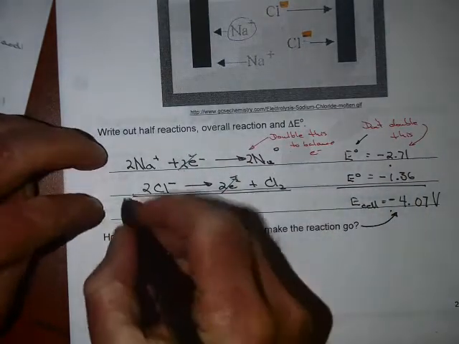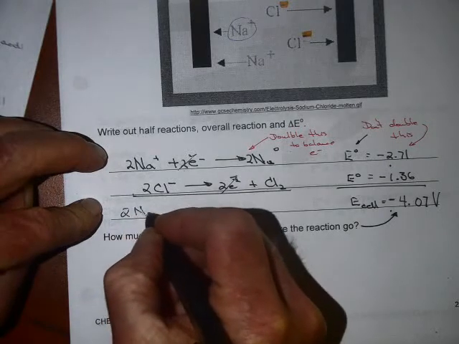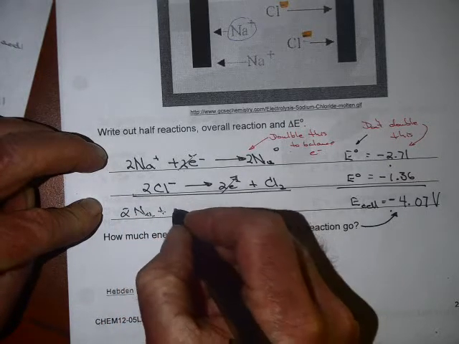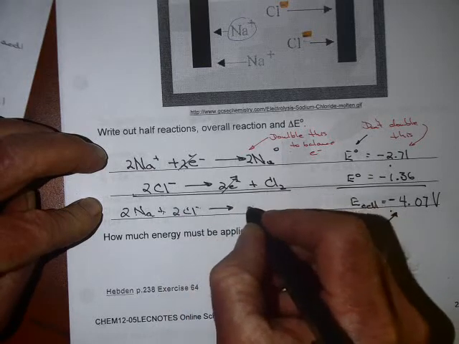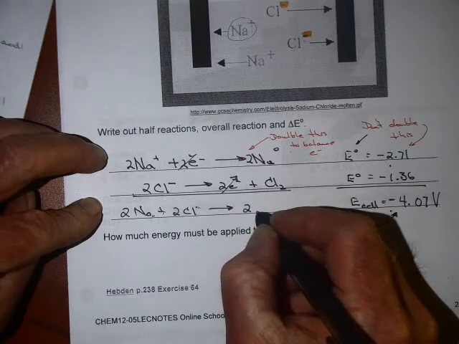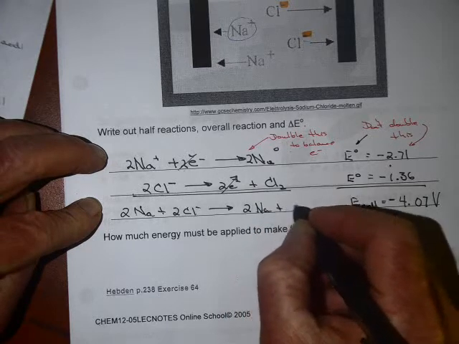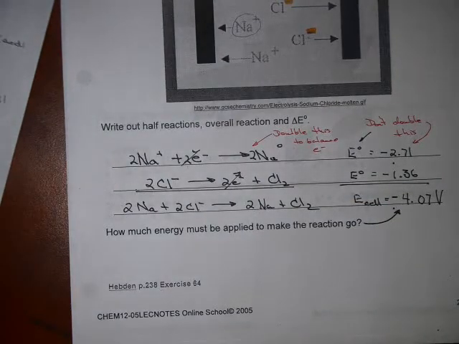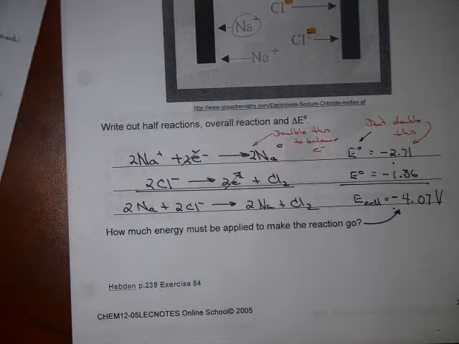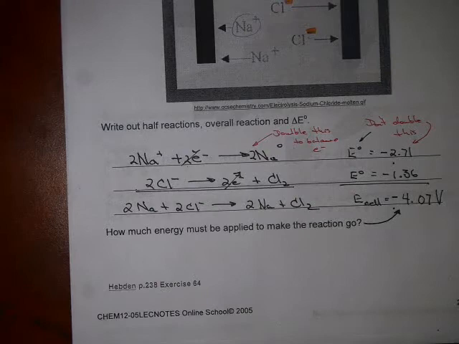So we have 2Na⁺ plus 2Cl⁻ goes to 2Na plus Cl₂. Okay, so you're going to get sodium formed and you get chlorine formed. Okay, now that wasn't too bad, was it? Seemed pretty easy.